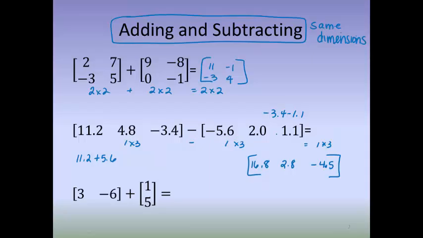In my third example here, we can see that I have a 1 row by 2 column that I'm trying to add to a 2 row by 1 column, and this is not possible. We're not able to add these together.